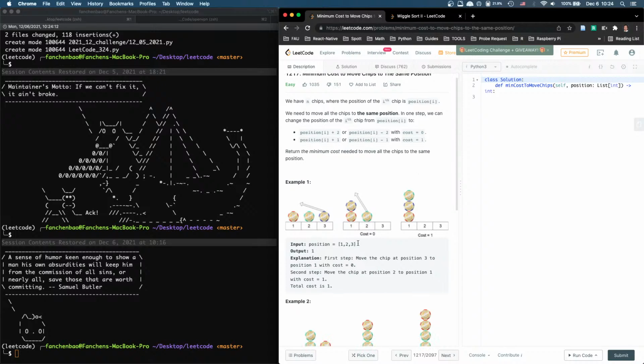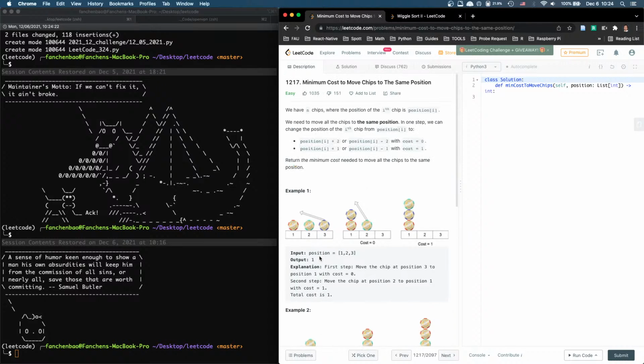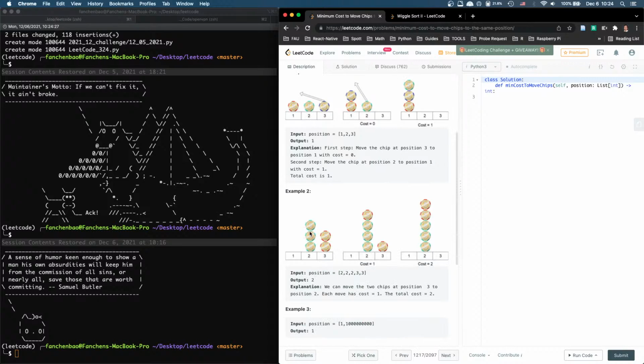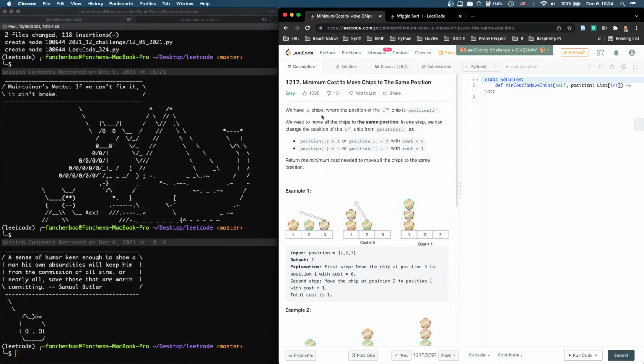So at position 1, 2, 3, the chip 1 is at position 1, chip 2 at position 2, and chip 3 at position 3. I have n chips. Okay, I got it. So first step, we're gonna move the chip at position 3 to position 1 with cost 0, and move position 2 to position 1 with cost 1, and then the total cost is 1.